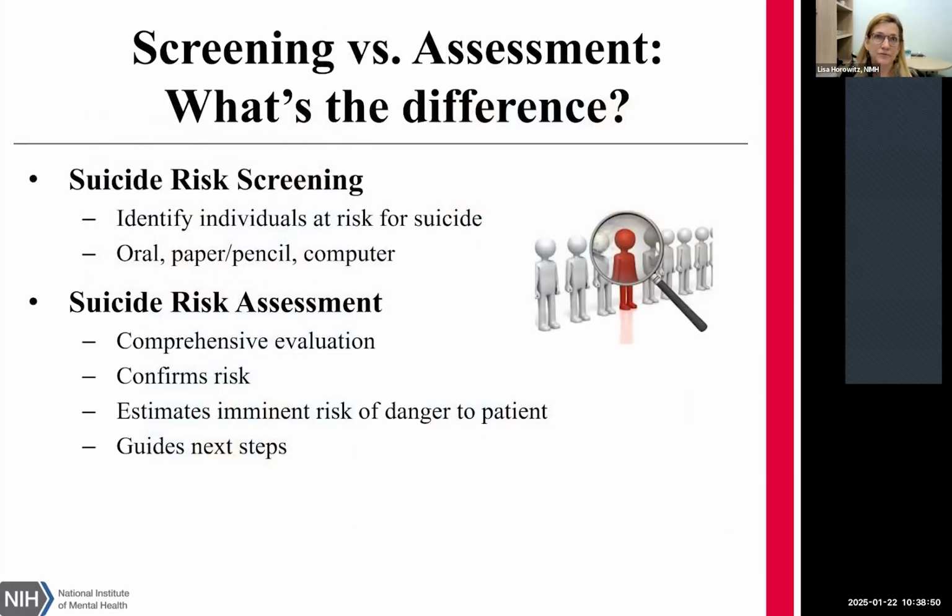But I want to really drive home this point that there is a difference between screening and assessment. They are 2 different things that people often mix up and interchange these words. They're not the same thing. Suicide risk screening is just a very rapid way to identify someone who needs further evaluation. We don't go from a screening to a diagnosis. We don't go from a screening to a disposition. We go to the next step, which is an evaluation.